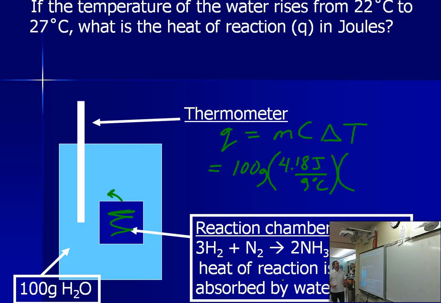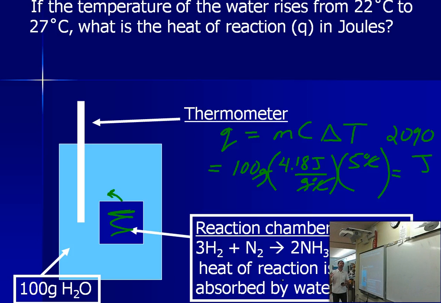Now this was somewhat tricky. Remember, it's not 22 and it's not 27, but it's the change in temperature, which is the final temperature minus the initial. So that would be 27 minus 22, which is 5 degrees Celsius. Solving this, grams cancel. Remember, side by side, I multiply. Notice my answer is joules. That's what I want. It would be 500 times 4.18, which I can do on my calculator very easily, and I would get 2090 joules.